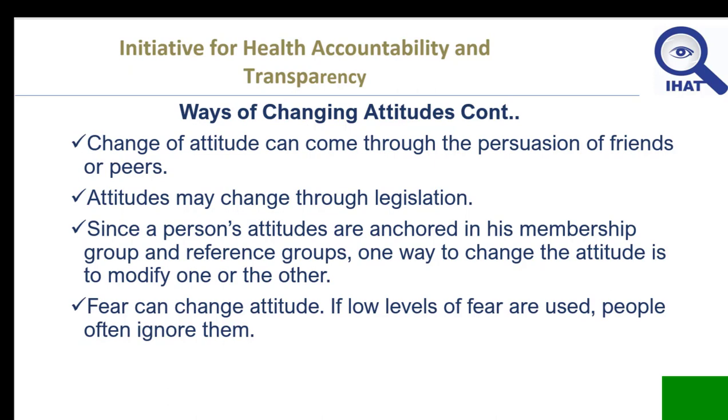Change of attitude can come through the persuasion of friends or peers or colleagues. Attitudes may change through legislation, or extant guidelines, or standard procedures that we have in place, and the code of conduct. Since a person's attitudes are anchored in his membership group and reference groups, one way to change the attitude is to modify one or the other.